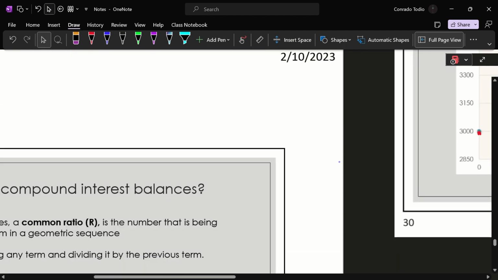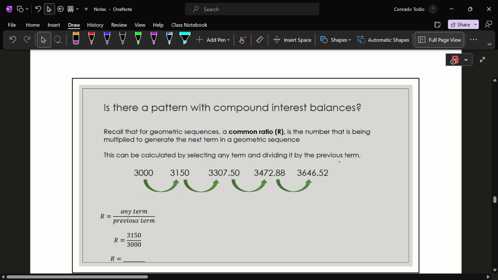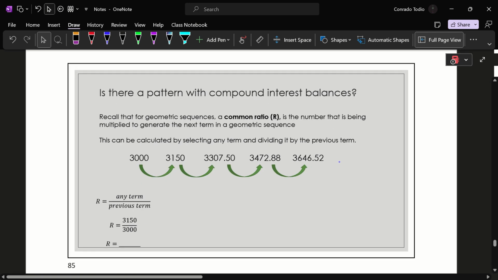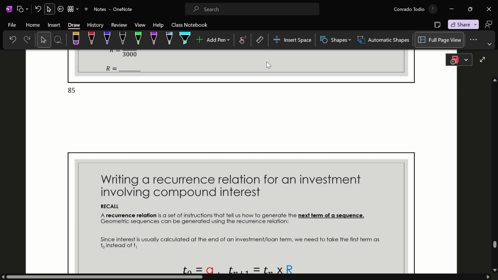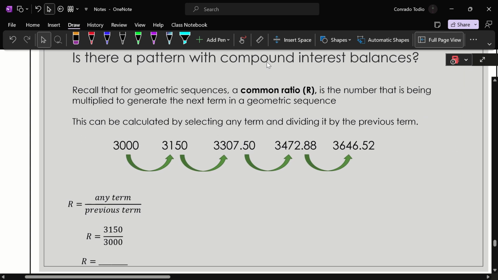All right, so let's relate this back to our geometrics. If you wanted to find the common ratio for this, we're now at the next page, guys, which is page 43. We need to find the common ratio for this. Anyone remember the formula for ratio? If common difference was any term minus the previous.